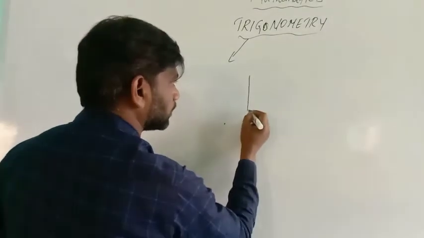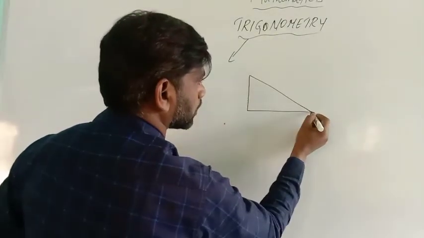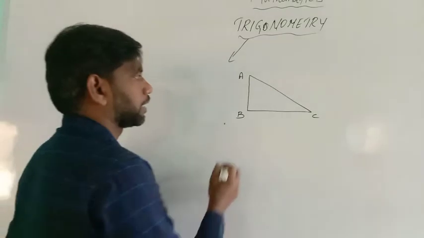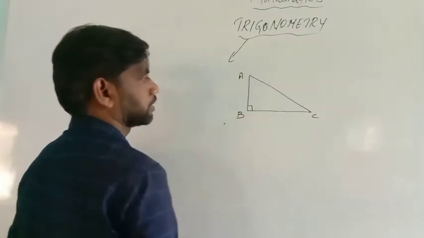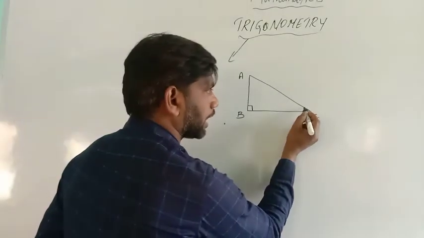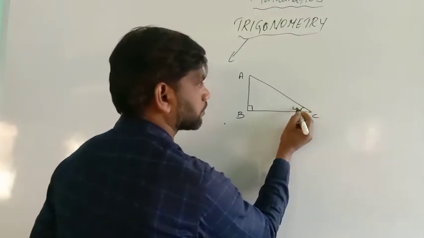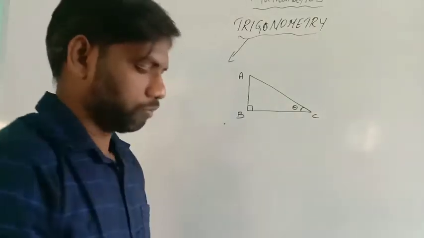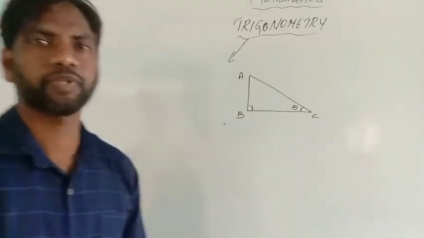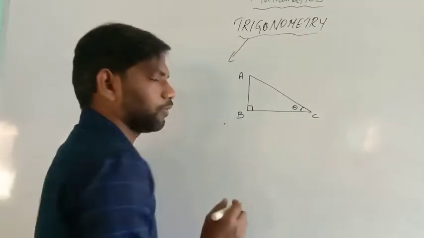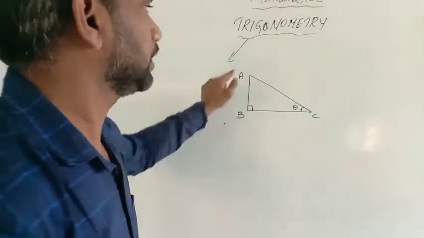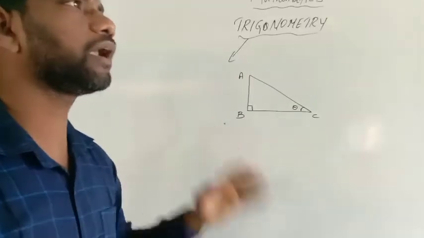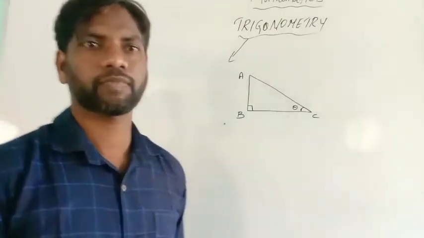So I took one right triangle ABC, right angled at B, and the acute angle is at C, theta. Now we have to mention the sides of the triangle. The first thing we have to observe is whether the given triangle is a right triangle or not. If it is not a right triangle, we cannot identify the sides of the triangle.